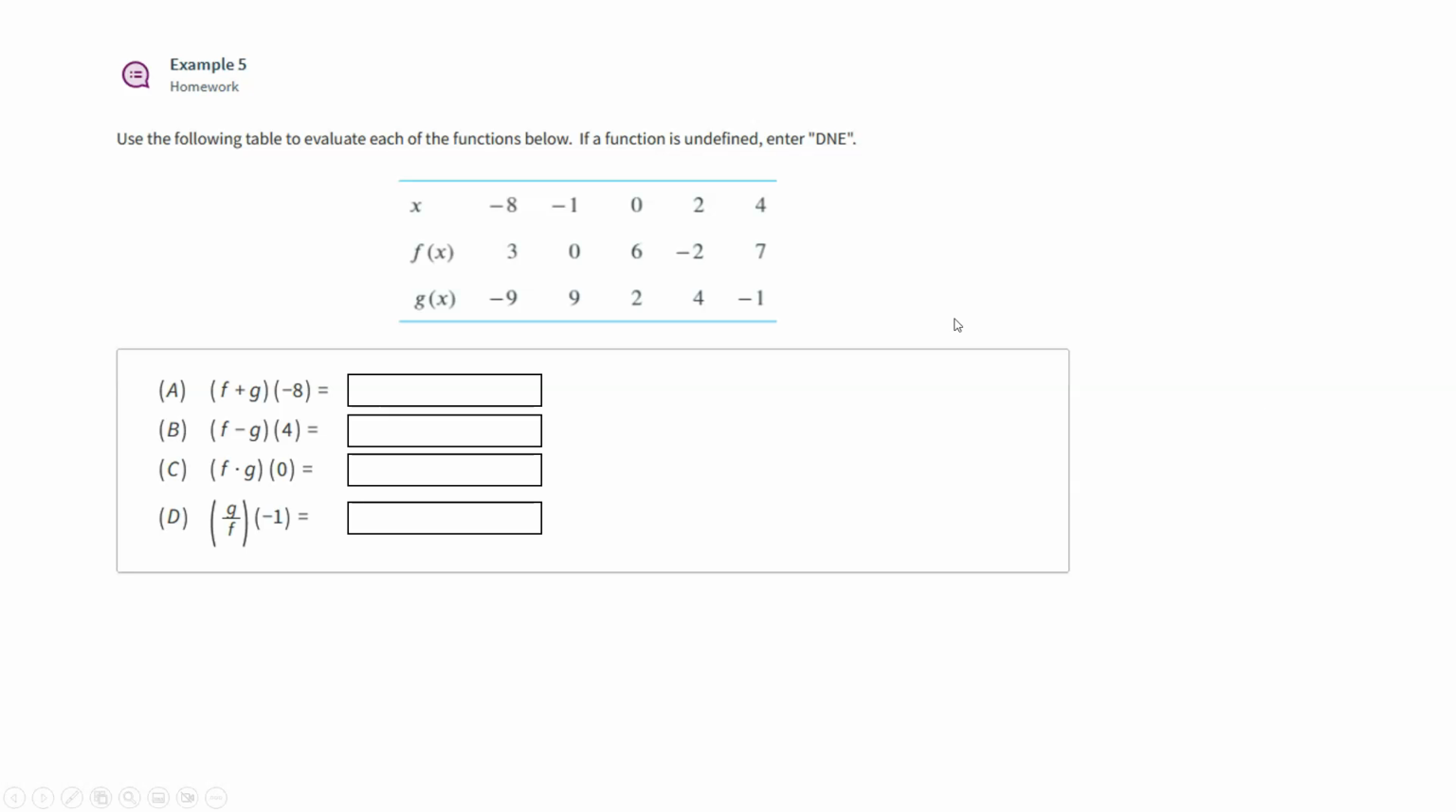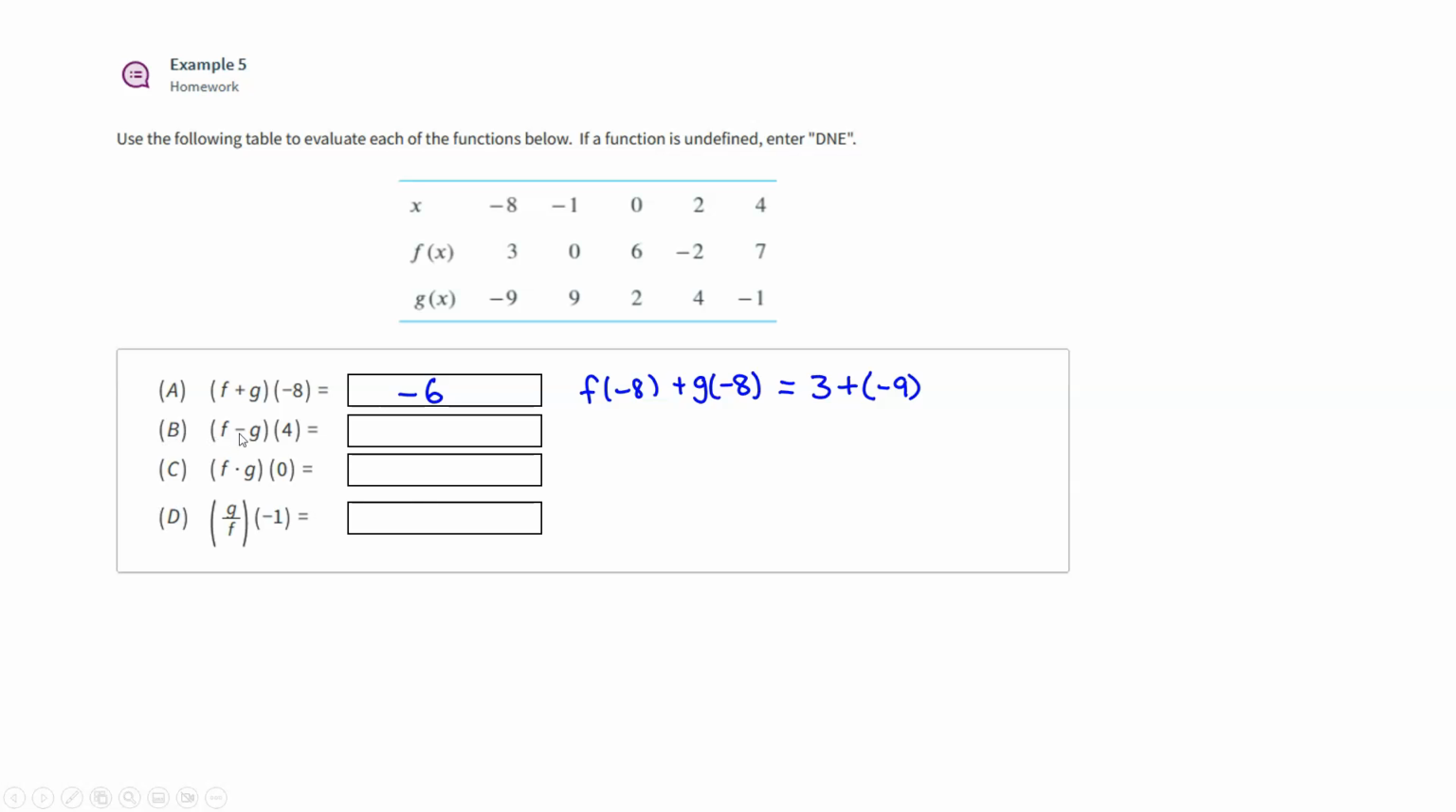It works the same way with tables too. You notice that you have your x values here that are defined. You really don't know anything else. I mean, -8, -1, 0, 2, and 4 are the only values of x you know that these two functions are defined for. So when I do f plus g of -8, that's the same thing as f of -8 plus g of -8. So f of -8 is 3. G of -8 is -9. So basically I have 3 plus -9 here, and 3 plus -9 is -6.